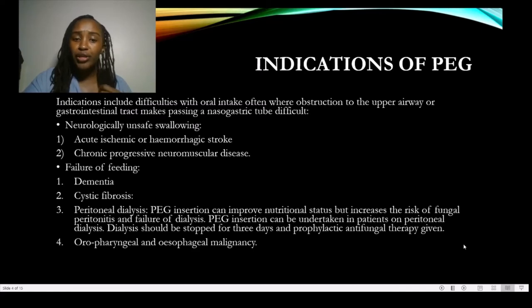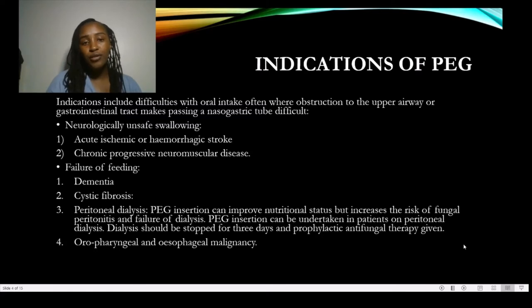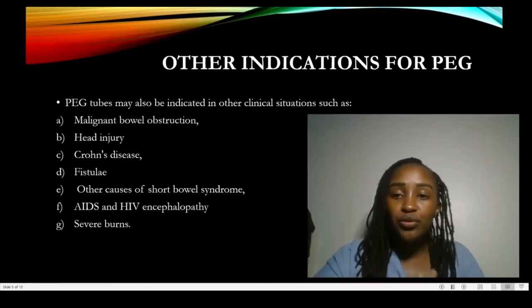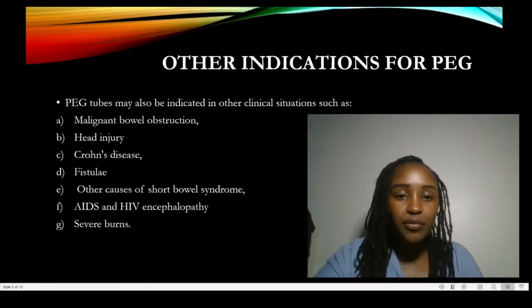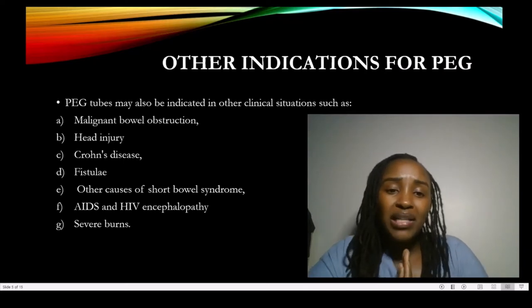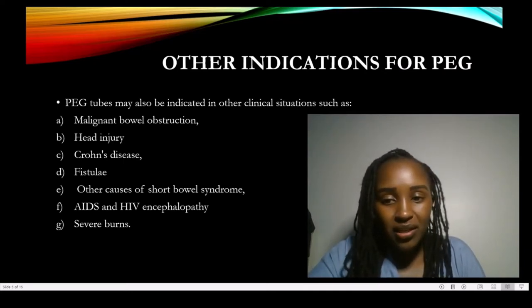Then oropharyngeal and esophageal malignancy. So if you have a tumor around that area, the area between your mouth and the alimentary canal after your stomach, then it means that you're not able to swallow because the tumor is occluding the alimentary canal or the gut, and therefore a PEG tube will be inserted direct to your stomach to ensure that you have a way of nutrition.